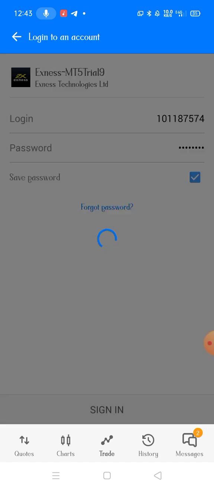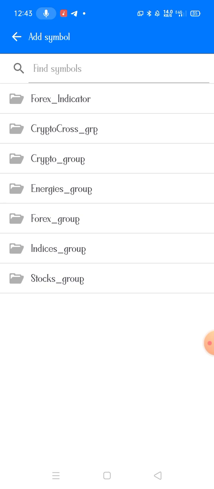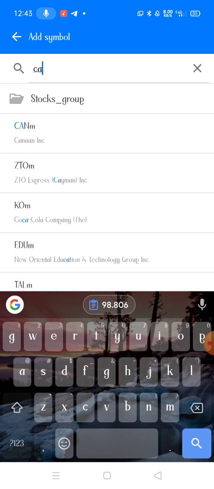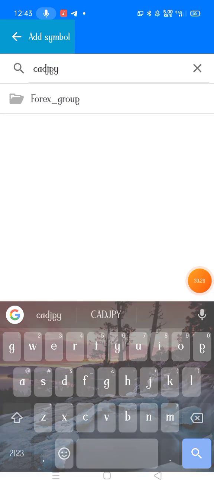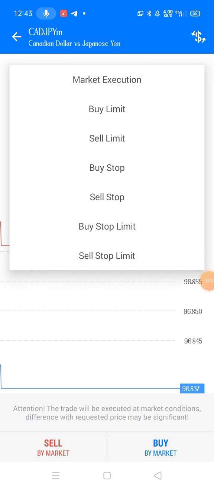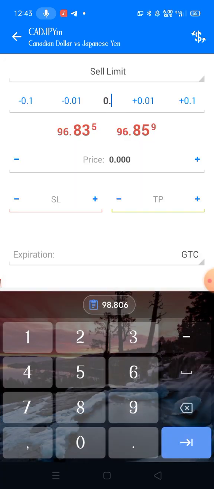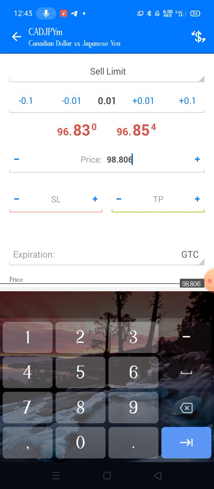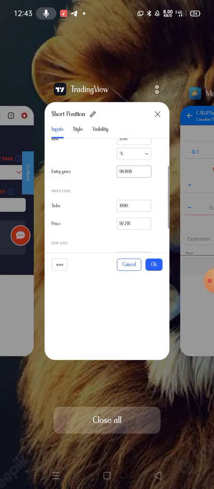These are trial accounts. Now we search for it. Here you look for CADJPY. Remember we are selling. New order. Then click on market execution. Click on sell limit. We are using the smallest lot size, 0.01, and this is the entry price. This is our take profit, 97.716. I got it right.